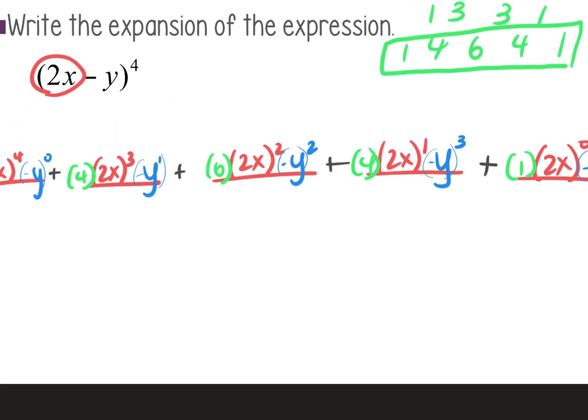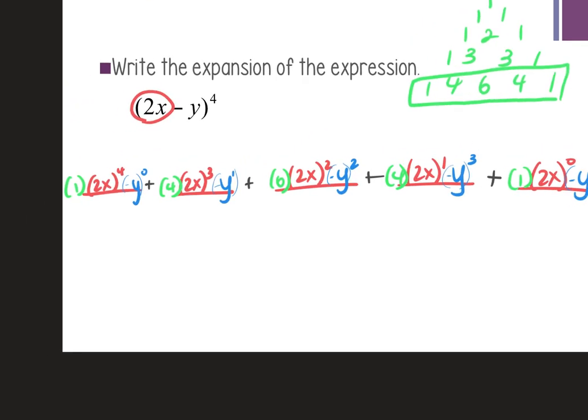All right, now we simplify them all out. So I get 1, which stays as 1. 2 to the fourth is 16. Let me do it in a different color. 16. X to the fourth and negative y to the 0 becomes 1. So my first term is 16x to the fourth.